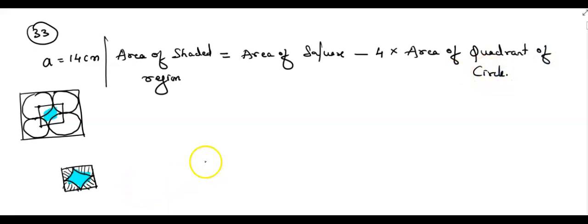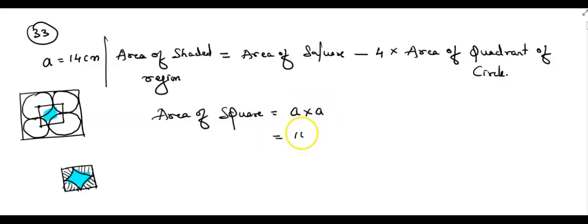Okay. Now how much is the area of the square? First tell me. The area of a square formula is side into side. That is 14 into 14. That is nothing but 196.